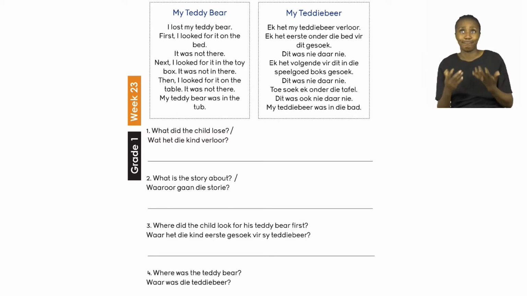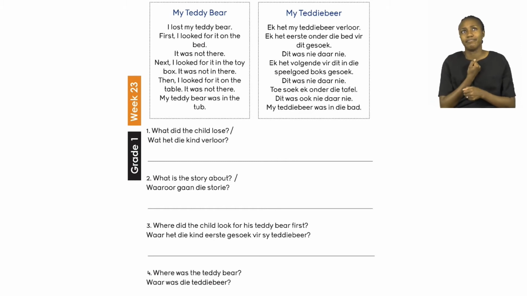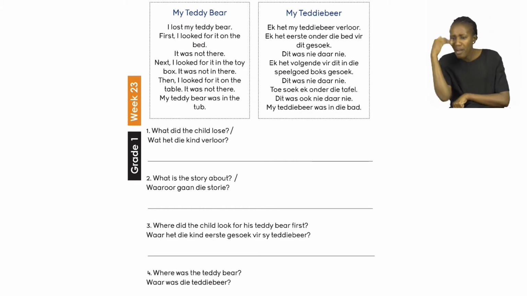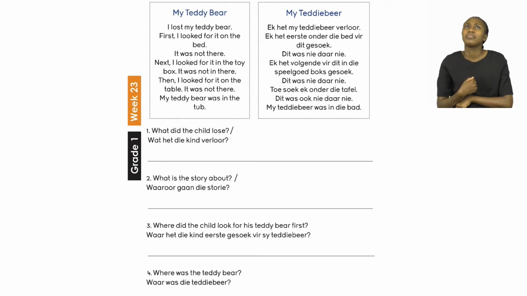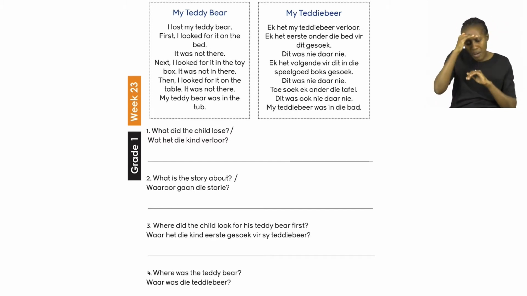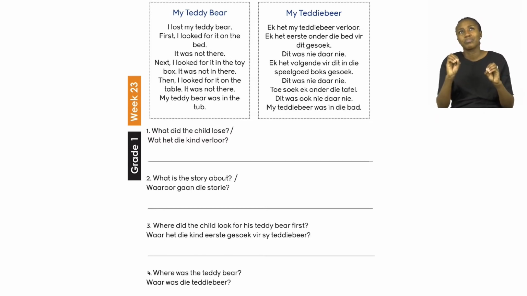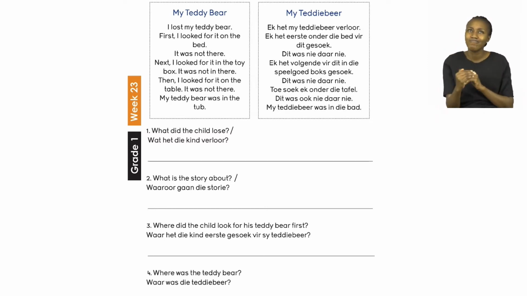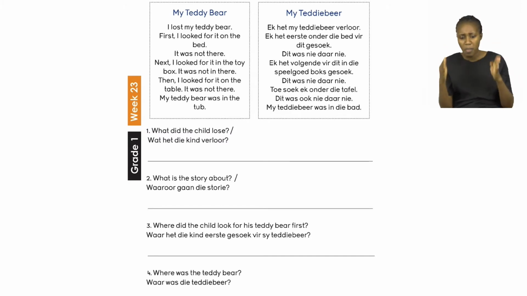Let's start at the heading. My teddy bear. I lost my teddy bear. First, I looked for it on the bed. It was not there. Next, I looked for it in the toy box. It was not in there. Then I looked for it on the table. It was not there.